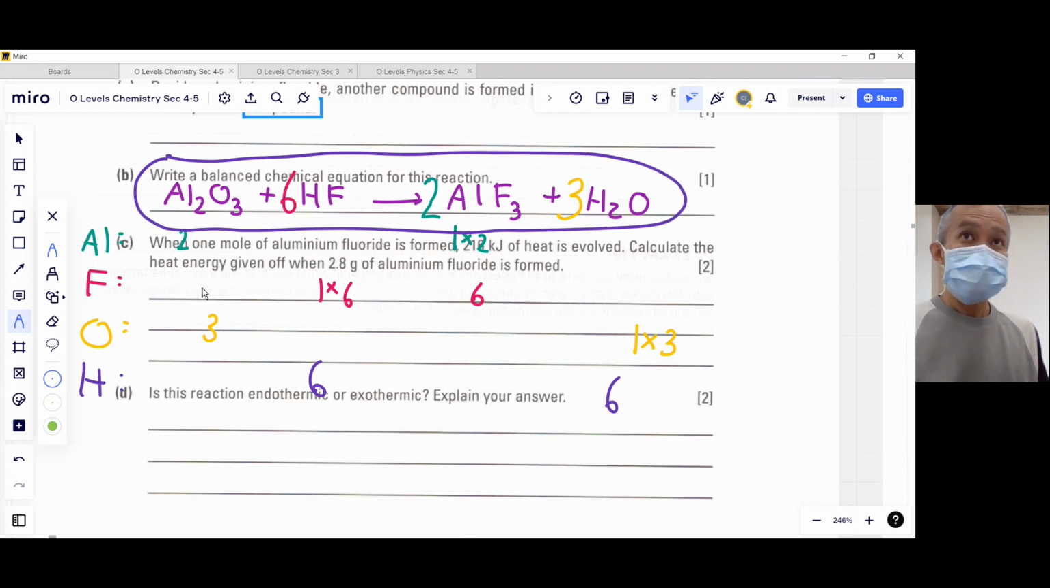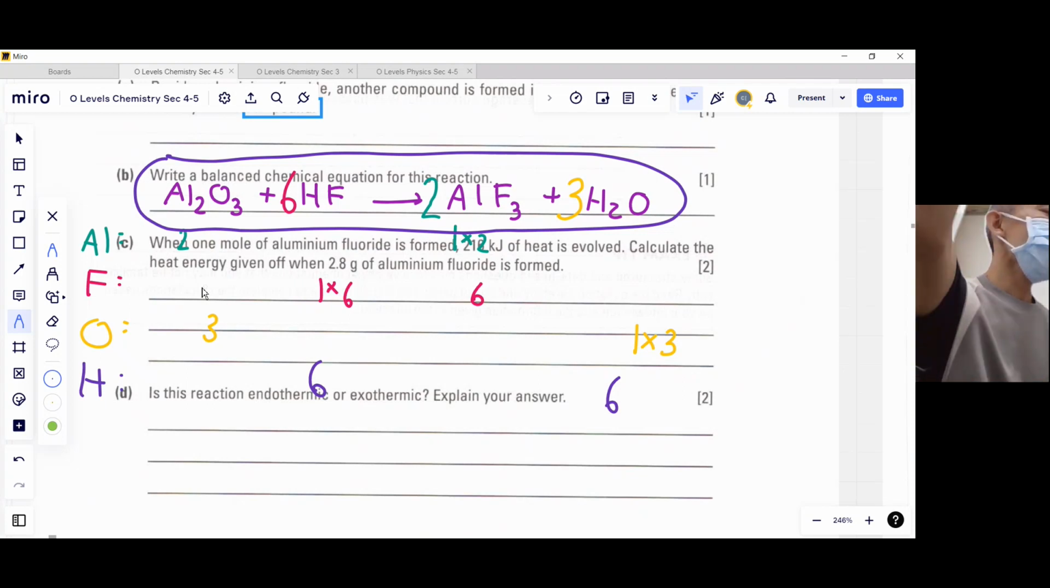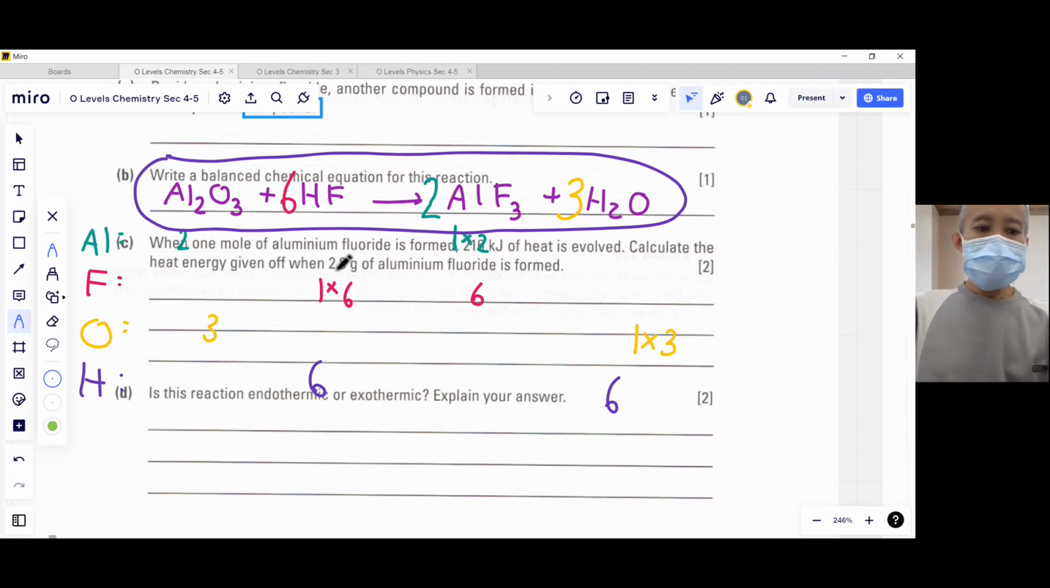Try to, I repeat, I mean, you can write down if you want to. Always balance metal first, followed by non-metal. The last will be balancing O and H. Up to you, but normally I balance O first before H. Okay, so yeah, job done.